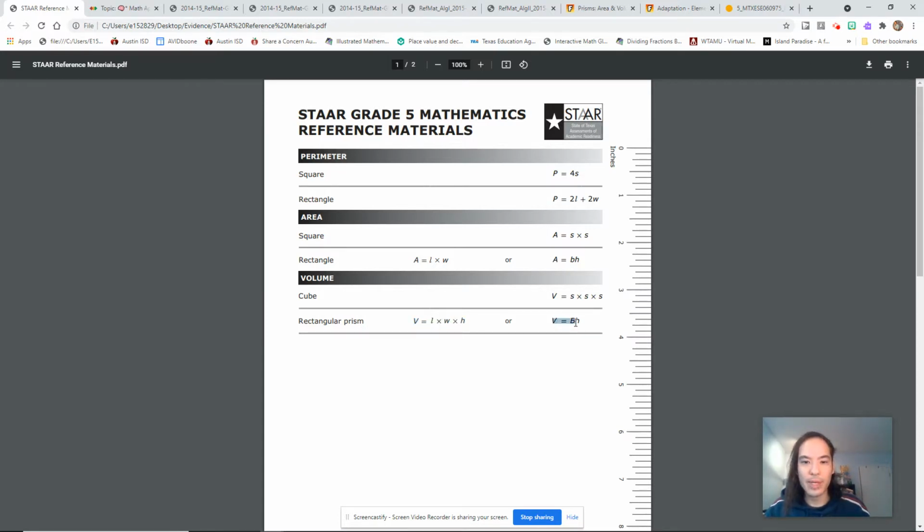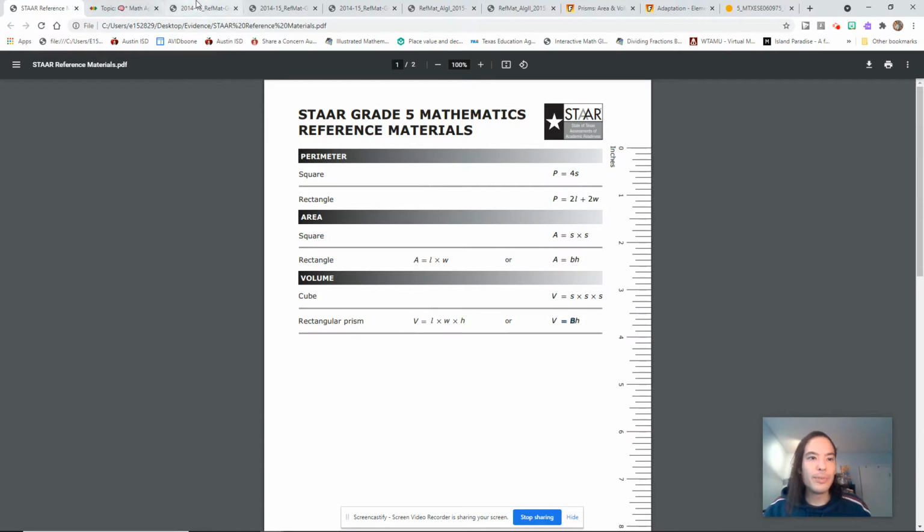All right. You also have the formula volume equals base times height. Remember, base is the same thing as length times width, because if base times height equals volume and length times width times height equals volume, then the product of length times width is your base.